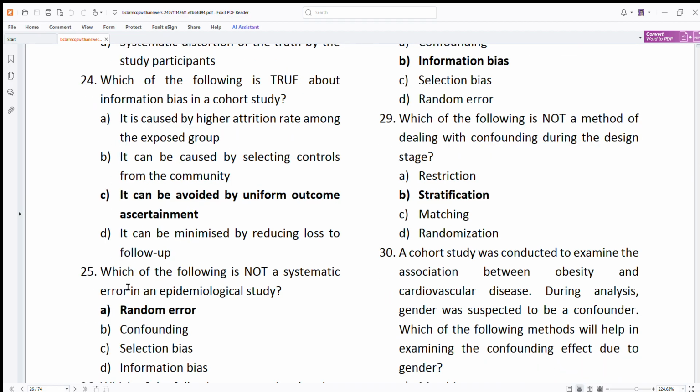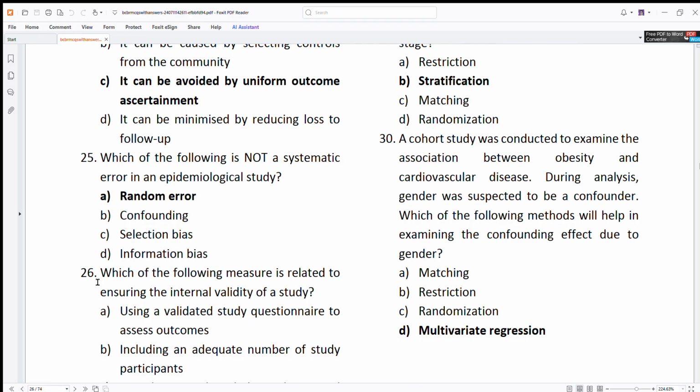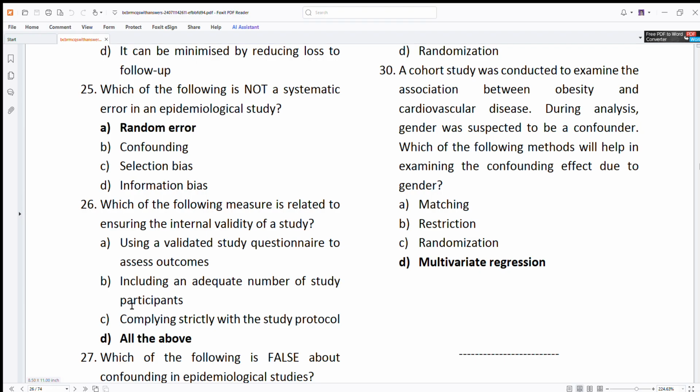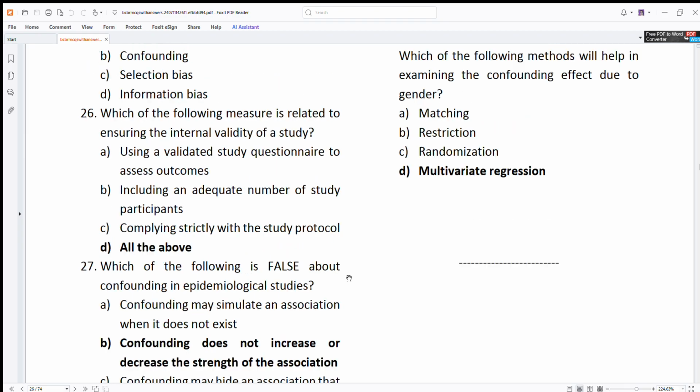Which of the following is not a systematic error? Random error, yeah. A systematic error is basically bias. Confounding, everything is systematic error, yeah. The following measure is related to showing internal validity: all of the above, yeah. The following is false about confounding in epidemiological studies: confounding does not increase or decrease. No, this is not the case.